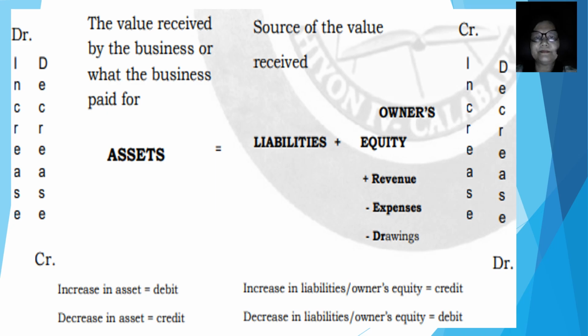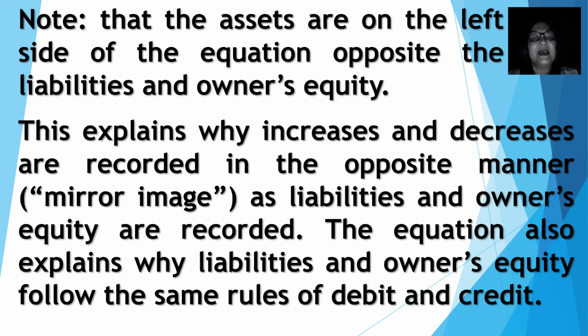Note that the assets are on the left side of the equation, opposite the liabilities and owner's equity. This explains why increases and decreases in assets are recorded in the opposite manner as liabilities and owner's equity. So the equation also explains why liabilities and owner's equity follow the same rule of debit and credit.